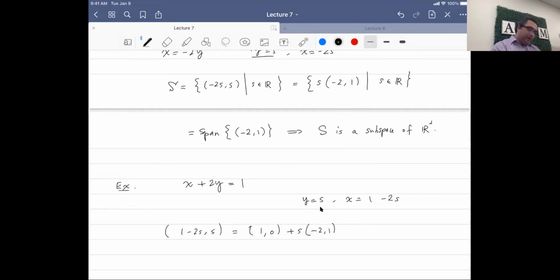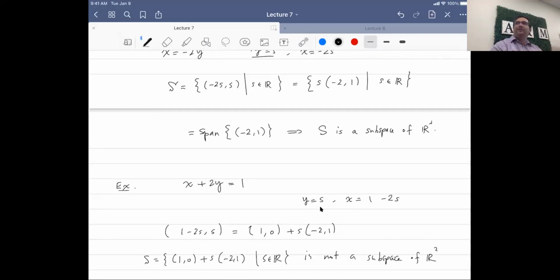So the set S here is the set of all (1, 0) plus s times (-2, 1). It is not a subspace. So how do we show that a subset of a vector space is not a subspace? There is a simple algorithm, step by step, right? First check, is the 0 vector there? Then is it closed under addition? Can you find two vectors that when you add, it falls out? Or can you find a scalar and a vector in there that when you multiply, it falls out?